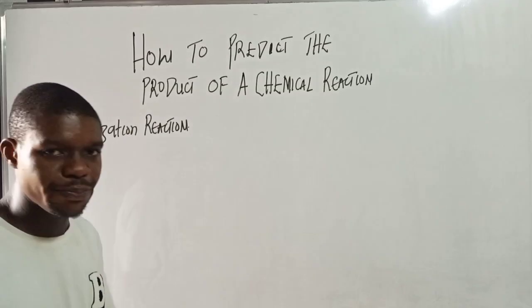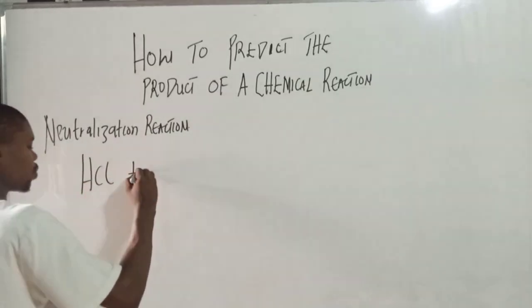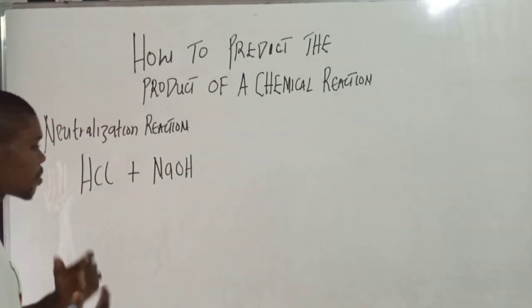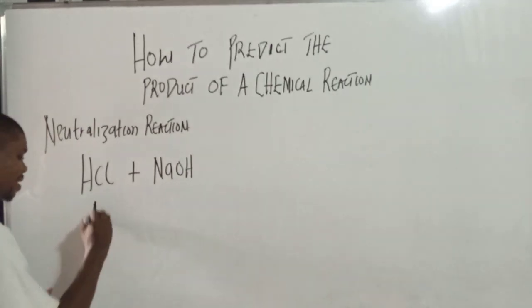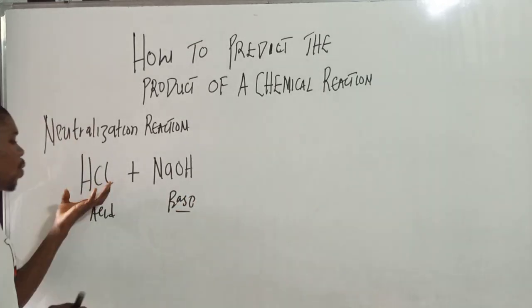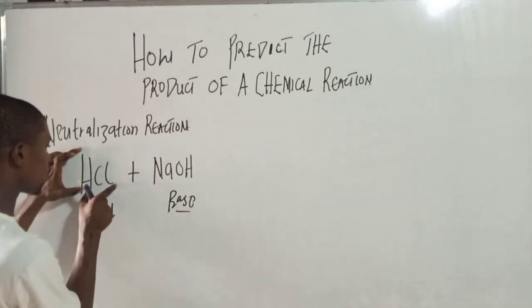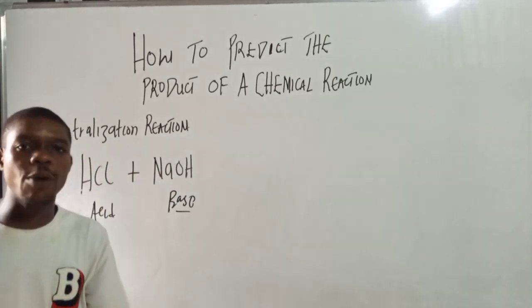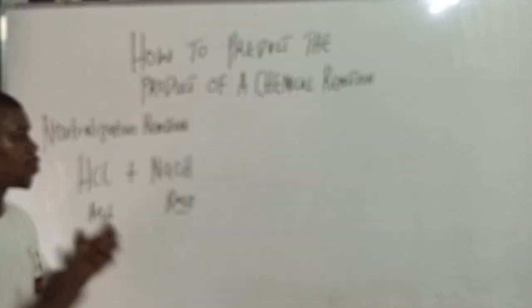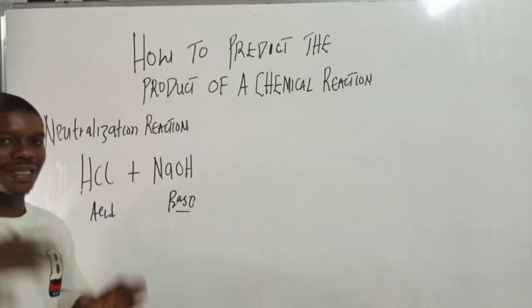So now let's take a simple one. For example, here we have HCl plus NaOH, which is a simple one I want to look at. Now this is the acid, and this is the base. What you need to understand is that these are ionic compounds. An ionic compound is a compound formed between a metal and a non-metal, or between a metal and a polyatomic ion. It involves positive and negative ions.